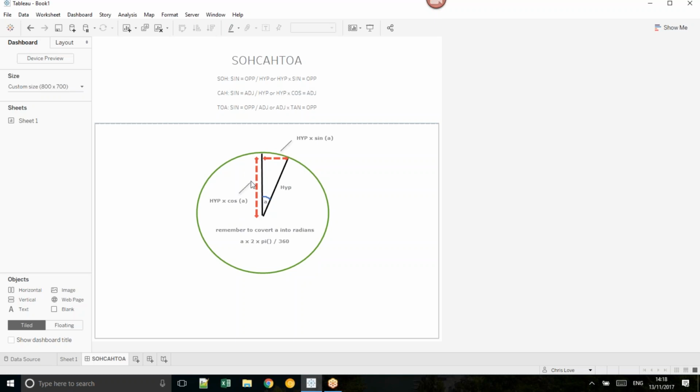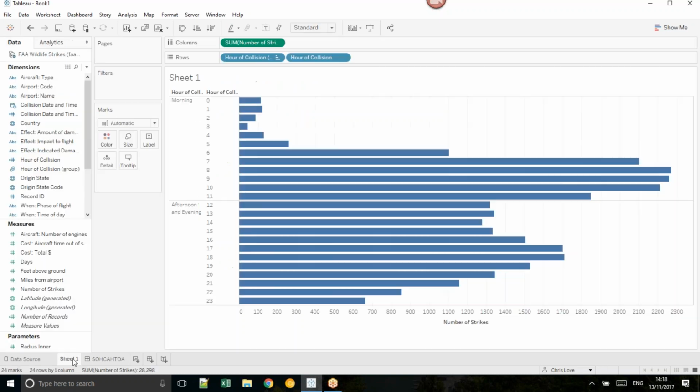Now, one thing we need to remember when we're doing this is how to convert this angle into radians, which is what Tableau uses when it's calculating the sine and cosine. To do that, we just divide the angle by 360, because there are 360 degrees in a circle. That's the percentage of the way around the circle it is. And there are 2 pi radians in a circle. We then multiply it by 2 pi. So multiply by 2 pi divided by 360. Nice and simple. Let's put that into practice now.